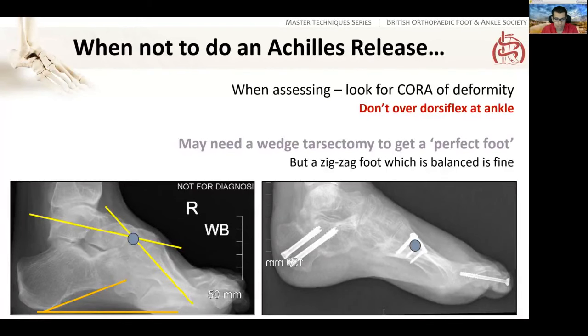Over here, you see that there is actually not an equinus deformity and the calcaneal pitch is fine. And what this patient really needs to get a perfect foot is a wedge tarsectomy. But that's a bit much. And actually, I've created a slightly zigzag foot with a dorsiflexion osteotomy, which is balanced and fine. On that note, we'll go on to the osteotomies.